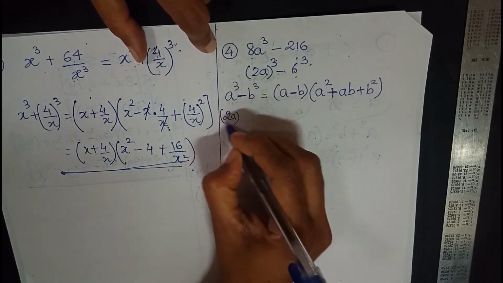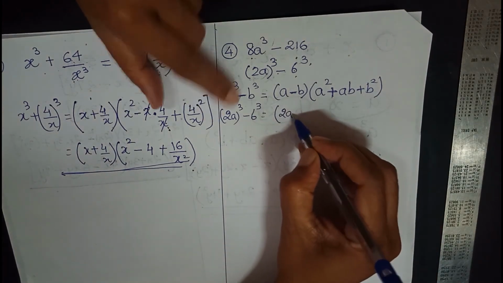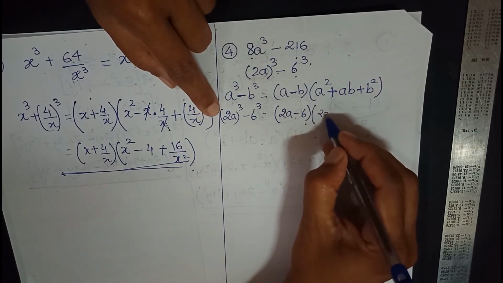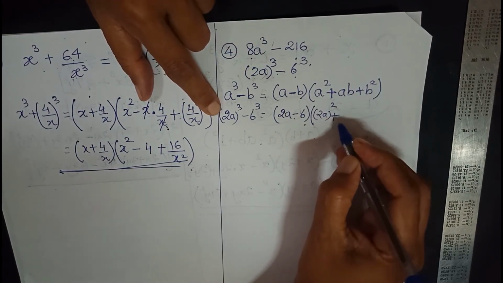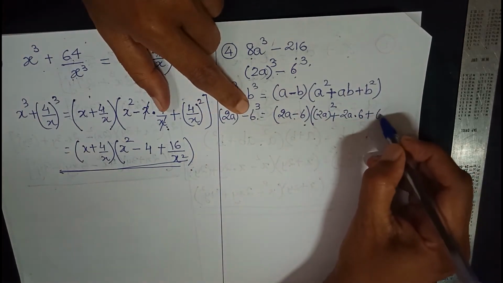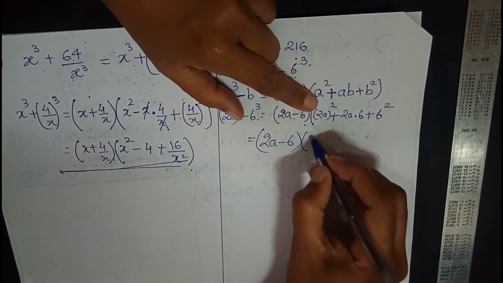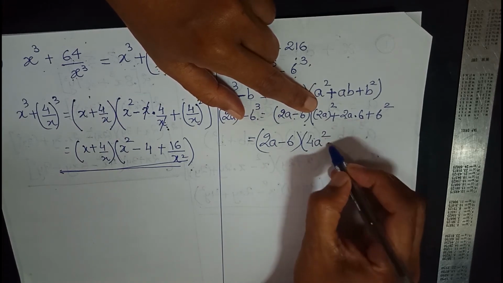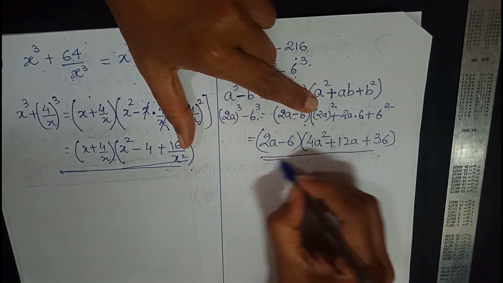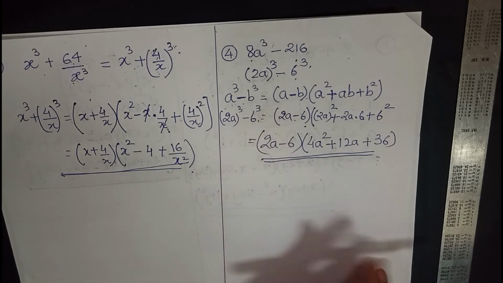So 2a cube minus 6 cube is equal to, a is what? 2a. And b is 6. So 2a minus 6. Next is a square, that is 2a square, plus ab, that is 2a into 6, plus b square. b square is 6 square. Let's just open it up. 2a square will become 4a square. 2a into 6 will be 6 2s are 12a, and 6 square is 36. So now this is the factorization of this number using the formula a cube minus b cube.